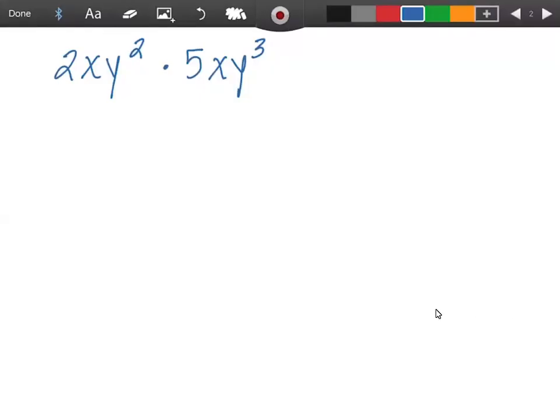All right, so let's go ahead and take a look at this example. When we are multiplying exponents with different bases but the same variables, we have some steps that we need to follow. We're going to be using the product of powers property.